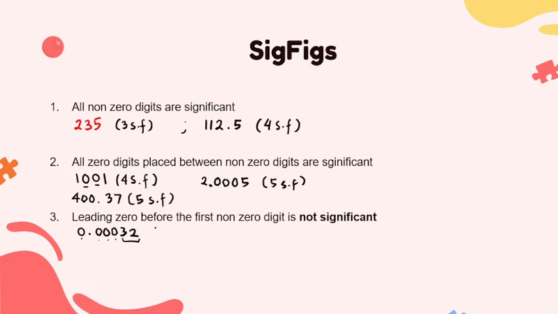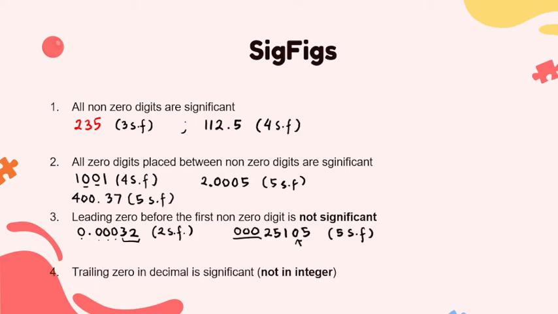The last rule, the trailing zeros in decimals are significant. Only in decimals, not in integers. If I have 2.50, yeah, 2.50, the last zero here, that is the trailing zero, jadi 0 yang di belakang, itu dianggap sigfigs. So we have 3 sigfigs. But if I have 250, this is an integer, bukan decimal ya, bukan koma. Kalau bukan koma, the last zero is not considered as a significant figure. So we only have 2 sigfigs, which is 2 and 5.